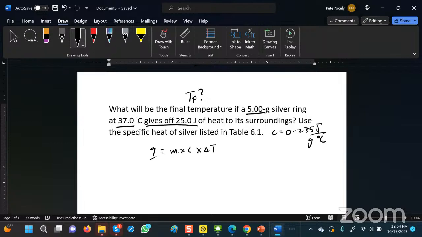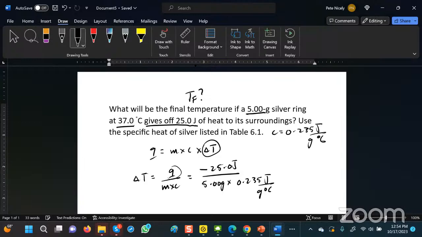So since the question is asking for the final temperature, what I will try to do is find out what the change in temperature is. So the change in temperature will be equal to Q divided by M times C. So we put the numbers in. Q is going to be equal to minus 25.0 joules over M, which is 5.00 grams times C, which is 0.235 joules over gram degrees Celsius.